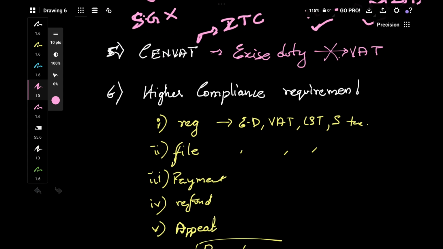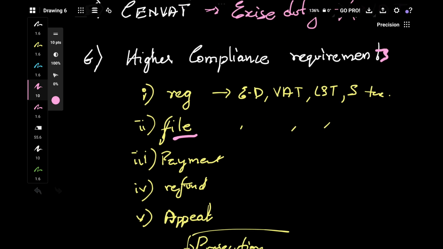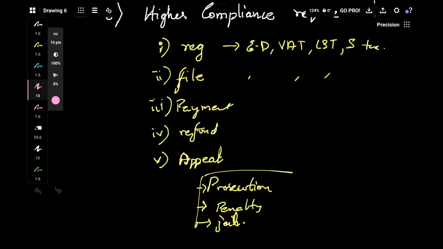So the next thing, point number 6, is higher tax compliance, higher compliance requirements. That was a problem. Why? Because earlier to GST there was excise duty, VAT, CST and service tax, and all these taxes have their own acts. The person who has to pay tax has to register under all these acts, file returns to all these departments, pay taxes to all these different departments, and get refunds from all of them.